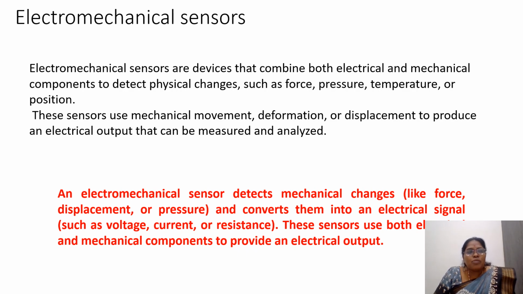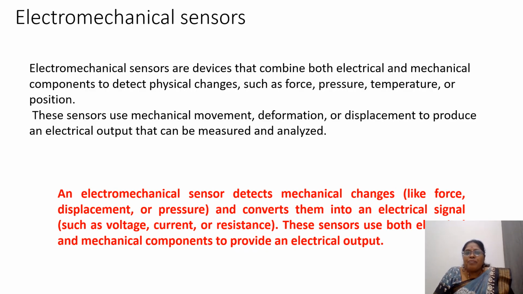So next comes the electromechanical sensor. From the name itself, we can understand that it has both electrical as well as mechanical parts. It is a combination of both electrical and mechanical components to detect some physical changes, such as pressure or temperature or position or force, and convert them into some electrical signal. That we call an electromechanical sensor.